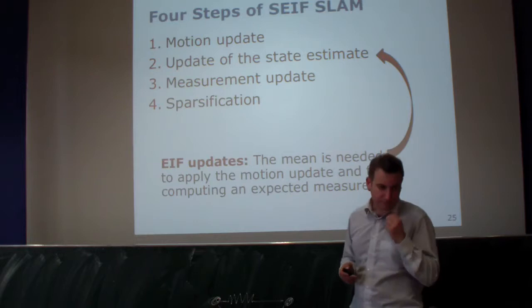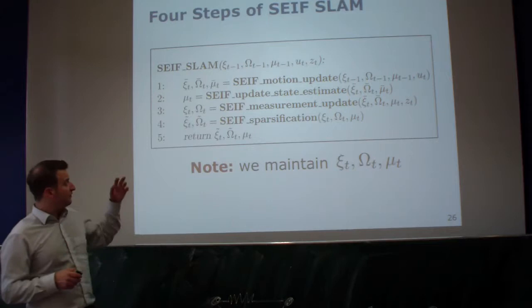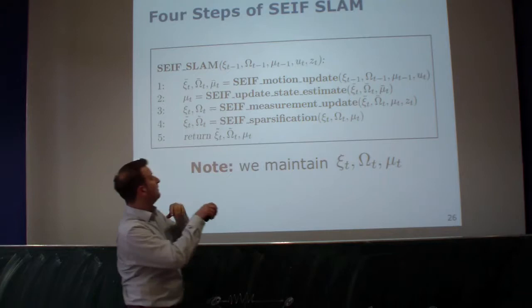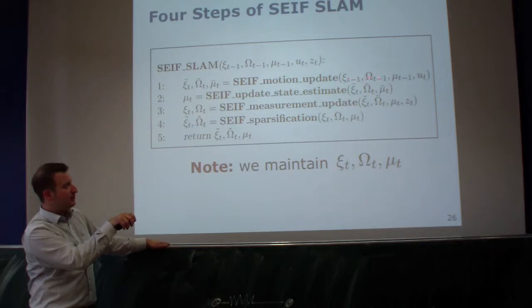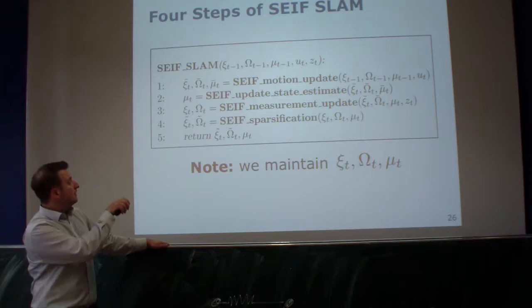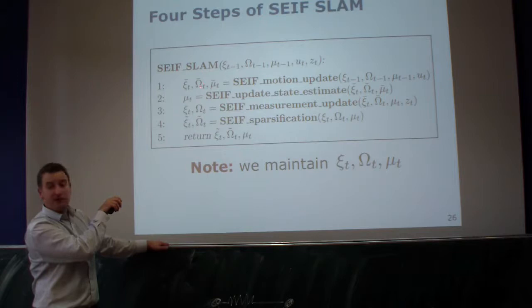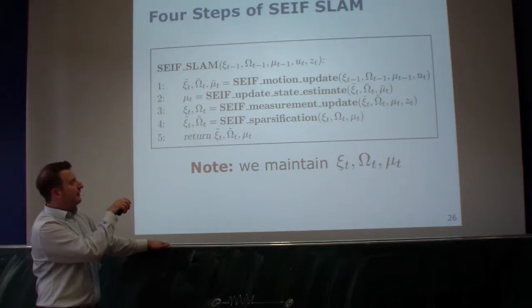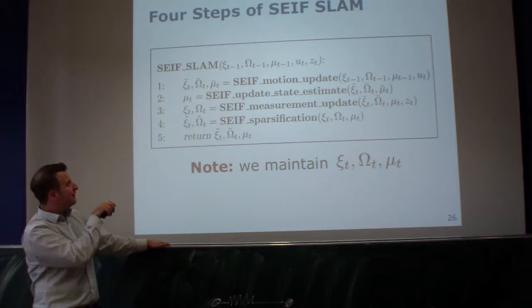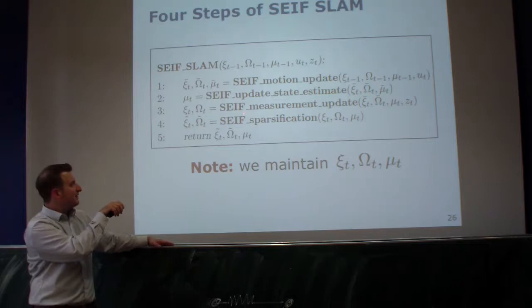Okay. So this leads me to the four key steps of the sparse extended information filter for SLAM, written in algorithmic form. The first thing we do is the motion update, given we have the information vector, the information matrix, the last mean estimate, and the motion command. This gives me a predicted information vector, a predicted information matrix, and a predicted mean. Then I do a dirty trick to improve the mean, with some updates that we come to later. And then I do the measurement update.